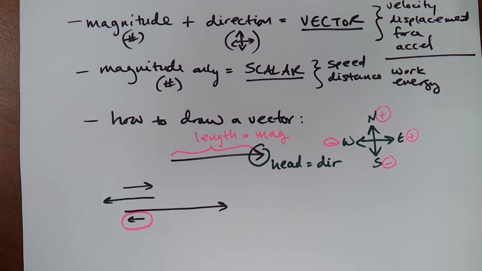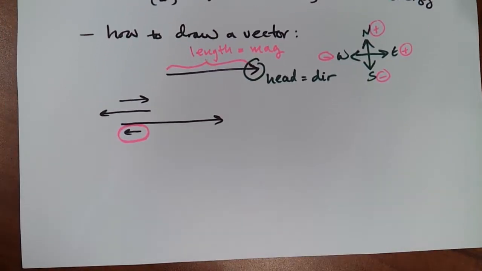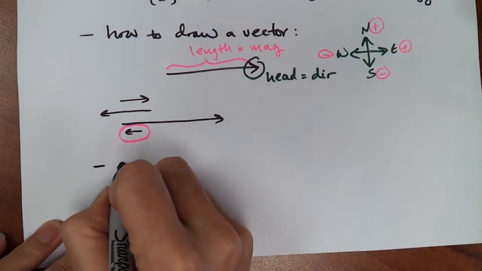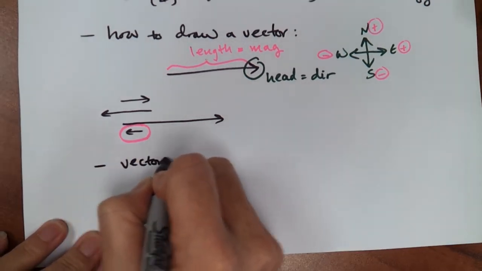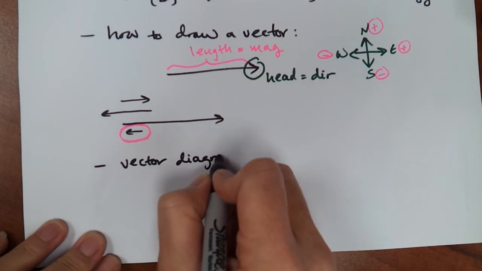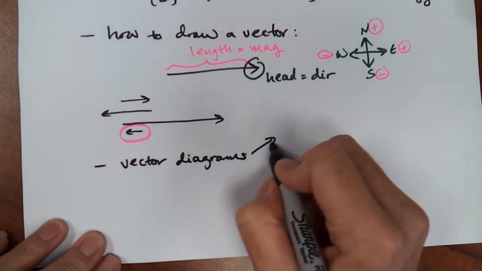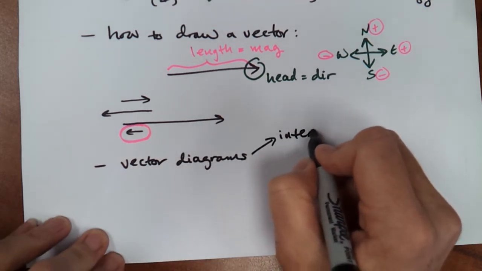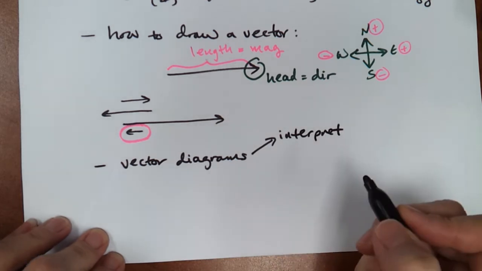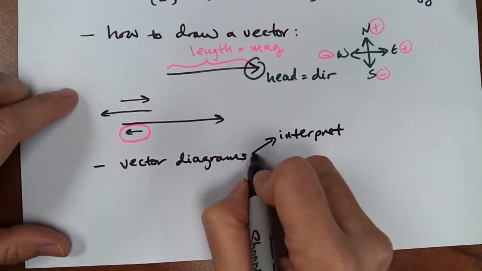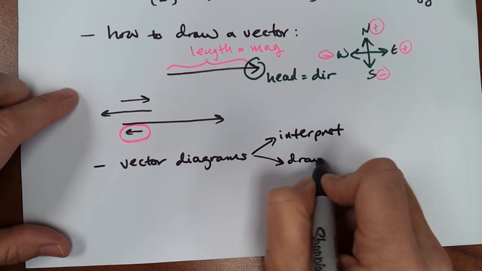I might also ask you to be able to draw and interpret a vector diagram, and that's probably the direction I would be going about it. So we need to know about vector diagrams, how to interpret them. Like if I draw one, I might ask you questions about it. And you also need to be able to do this yourself.